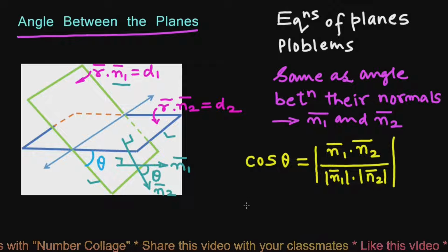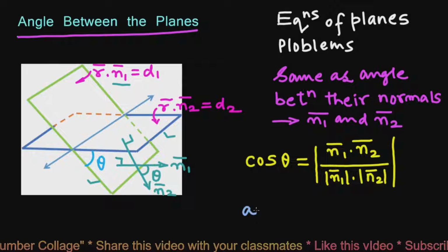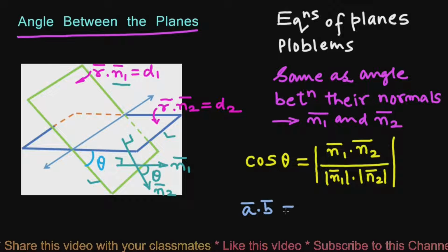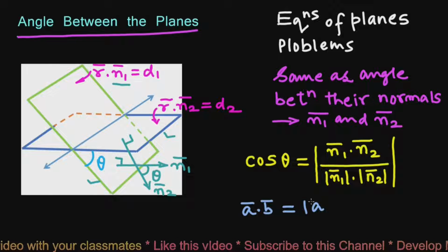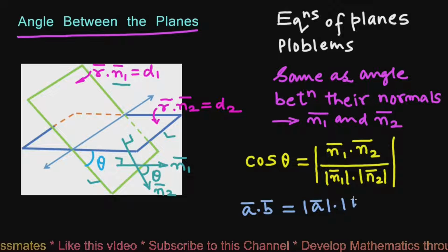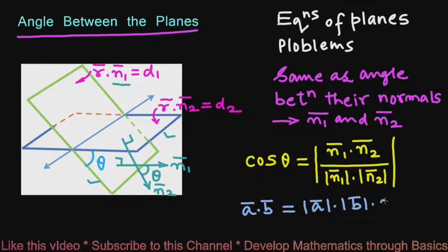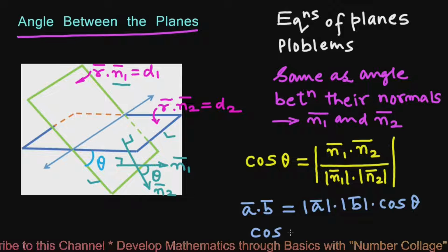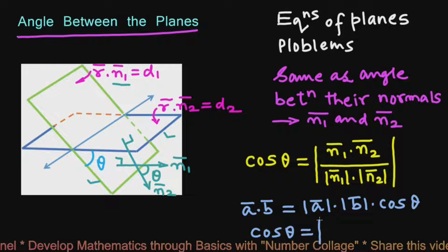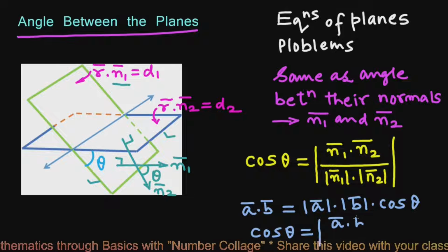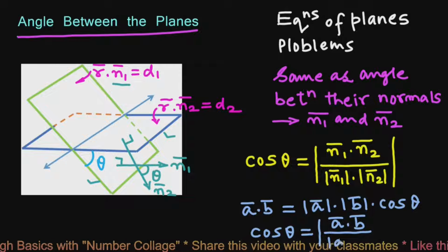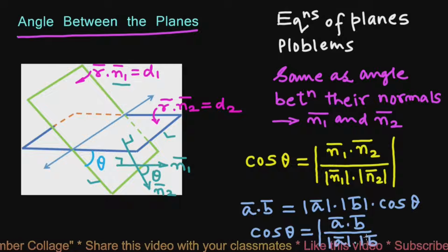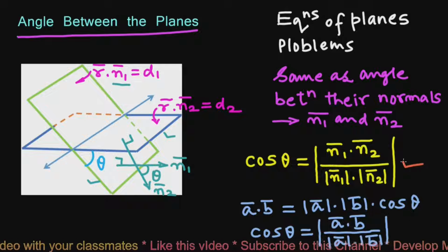The scalar or dot product between two vectors a bar and b bar is given as magnitude of a bar into magnitude of b bar cos theta, which follows cos theta equals magnitude of a bar dot b bar upon mod a bar into mod b bar, which is the same as this formula.